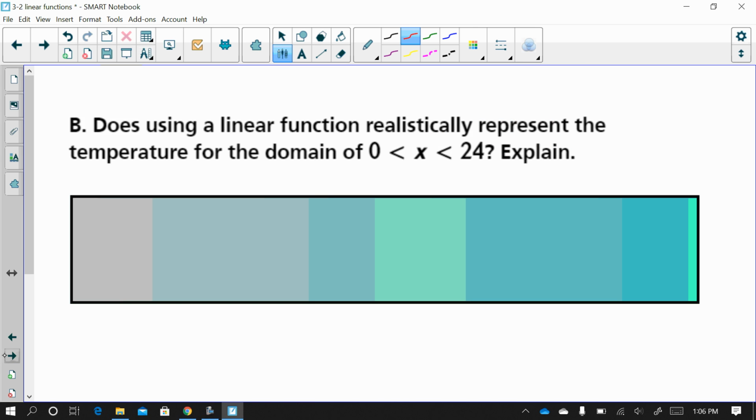Here's another question to think about. Does using a linear function realistically represent temperature for the domain of 0 to 24? Why or why not? Well, let's think about it. The domain was the number of hours that had passed. So does this linear function really realistically represent the temperature for a full day? What do you think?